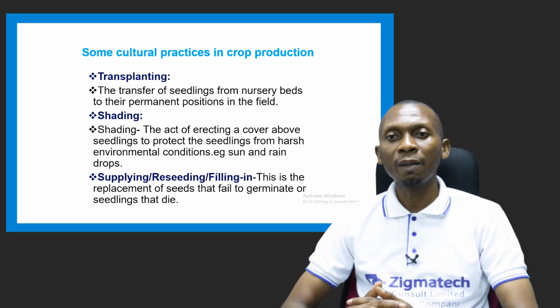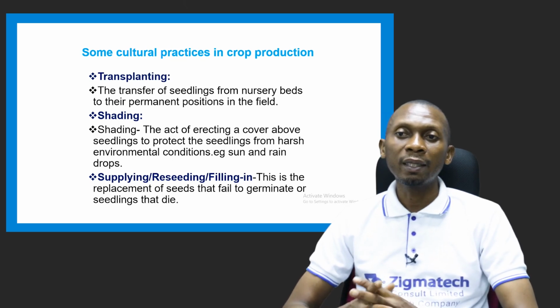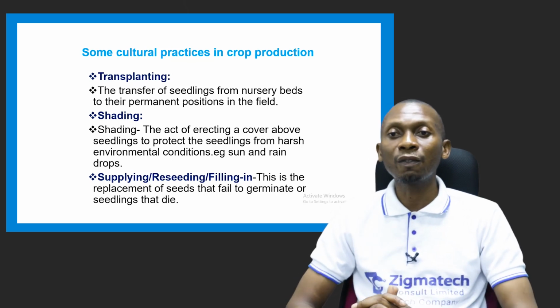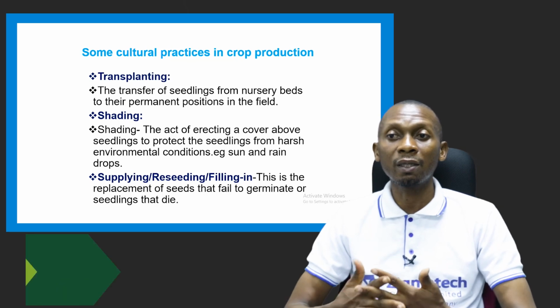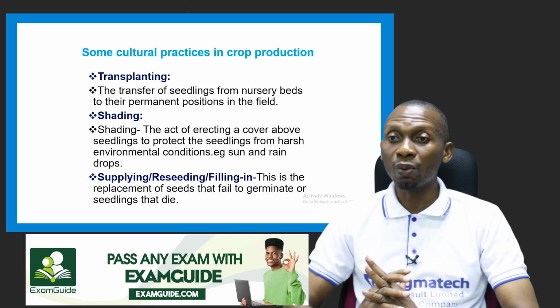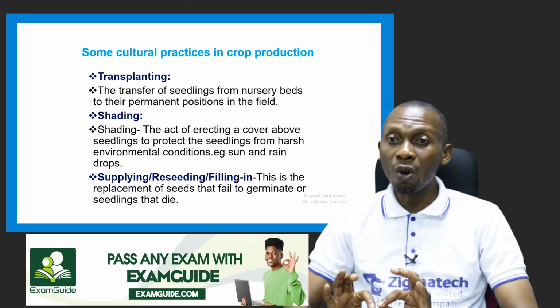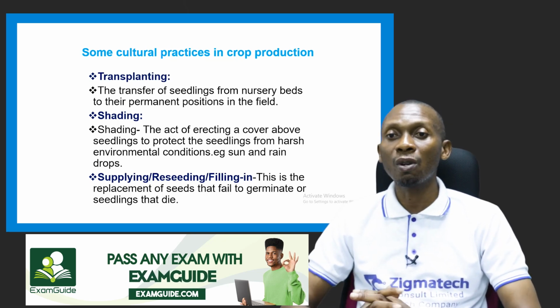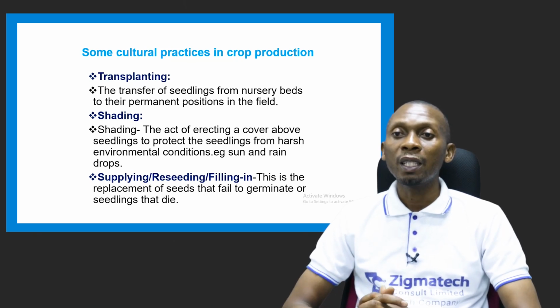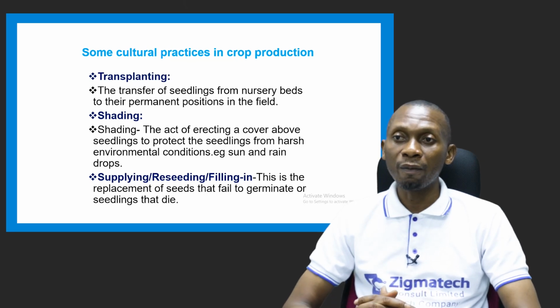We also have another practice called shading. This is the act of erecting a cover above seedlings to protect them from harsh environmental conditions such as the sun and the rain. These seedlings are tender and they need to be protected. Seedlings are young plants that have just grown. So certain crops need this protective covering, especially in the nursery, so that they could eventually thrive.